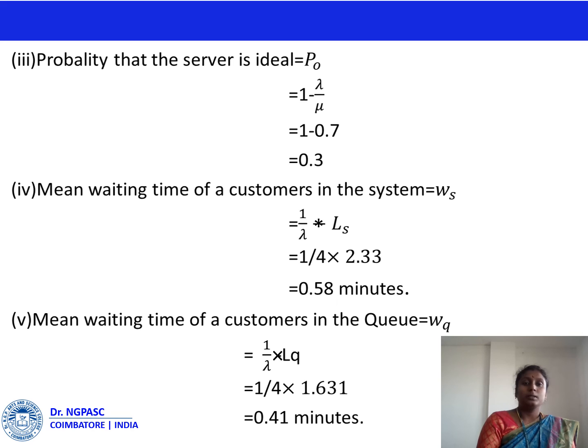Next, the probability that the server is idle is denoted by P naught. The formula for P naught is 1 minus lambda by mu. Lambda by mu is 0.7, so 1 minus 0.7 is 0.3. Idle is 0.3.